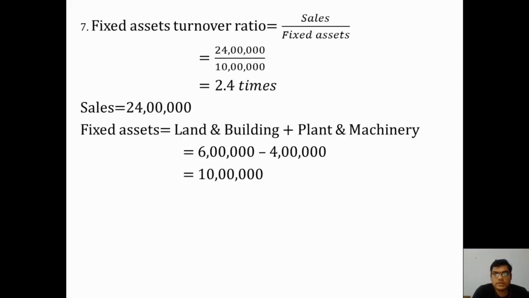Next is the fixed assets turnover ratio, that is sales divided by fixed assets. Here the information for sales is directly given in this problem, 24 lakhs. For fixed assets we have only two, that is land and building, and plant and machinery. Together the value of fixed assets will be 10 lakhs. So 24 lakhs divided by 10 lakhs will be 2.4 times.